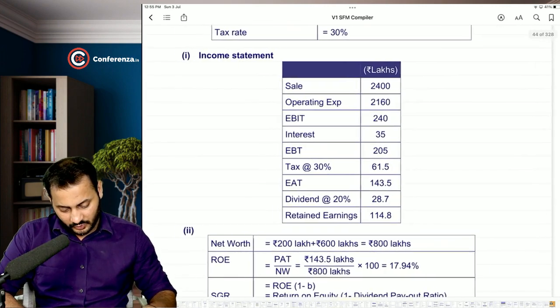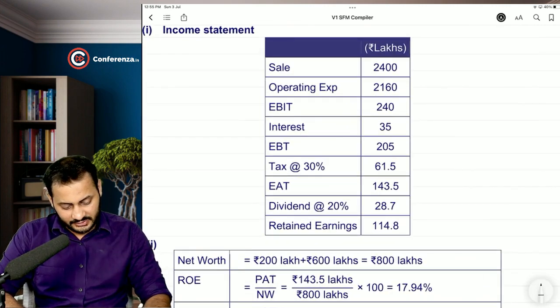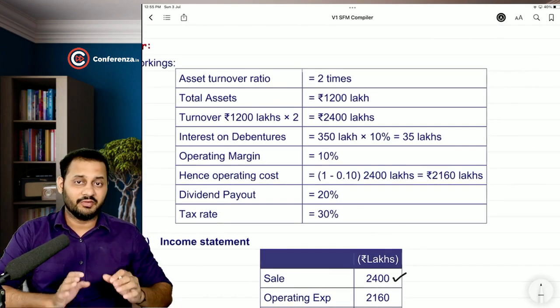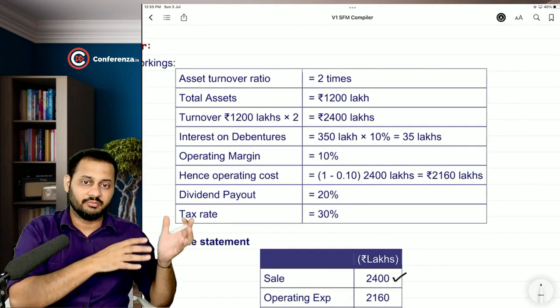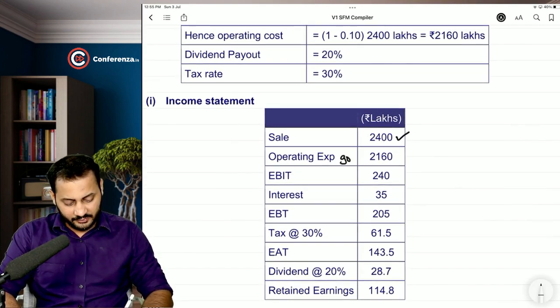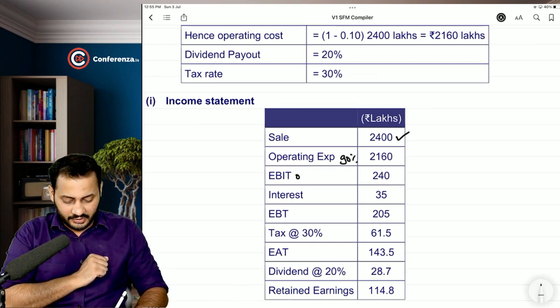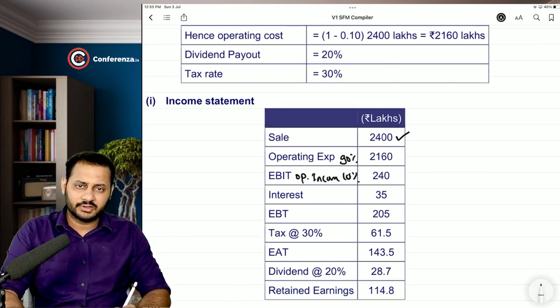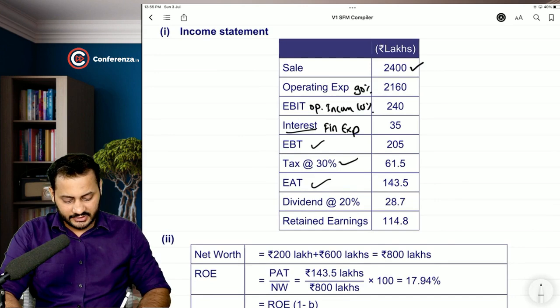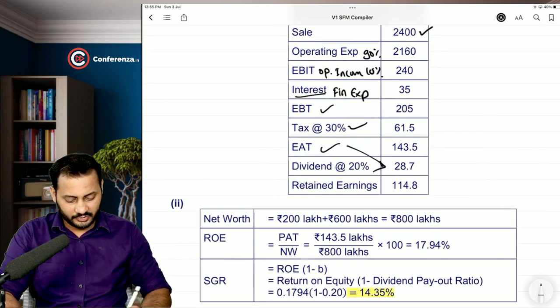Now, come over to this. Sales 2400 lakhs. All the working has been done here. All the working that we were doing on the right side of the table, they have done it here. Operating expenses 90%. Why 90%? Because operating income was 10%, right? So 90% is the operating expenses. Then they are deducting financial expenses, then EBT, then after tax EAT, and out of that EAT you are paying the dividend.